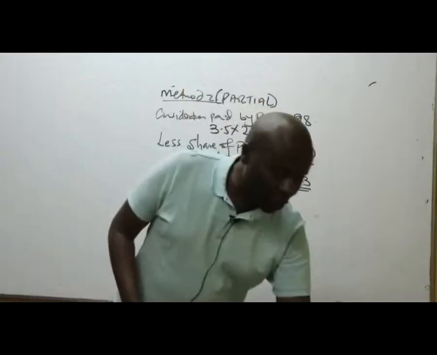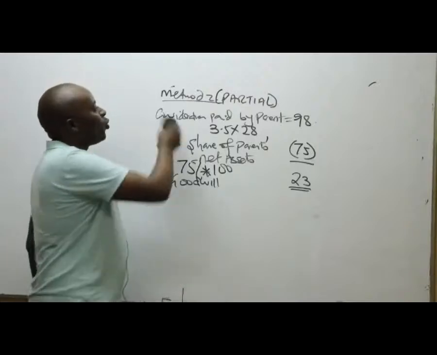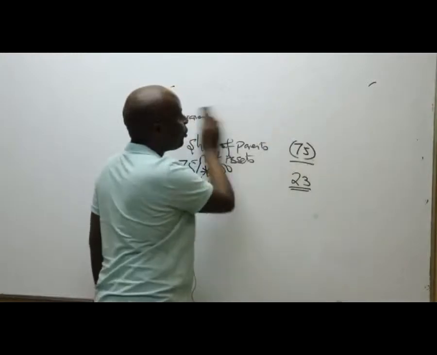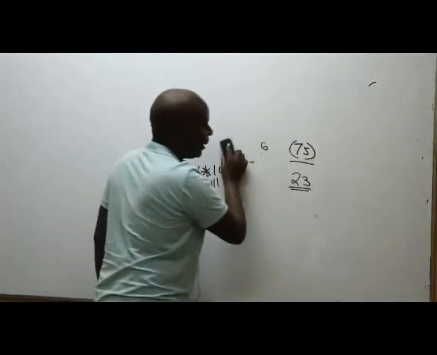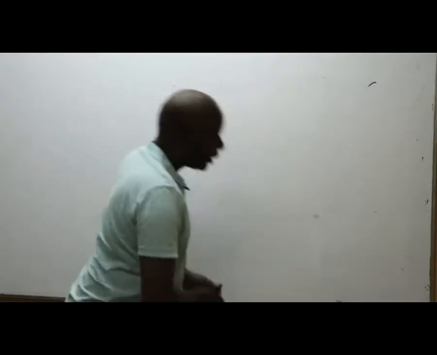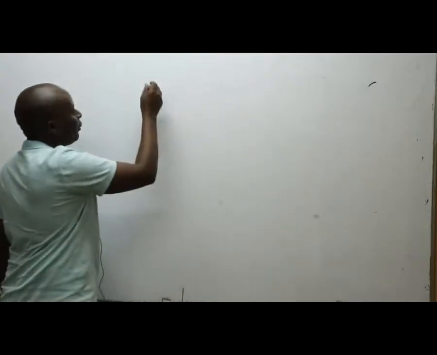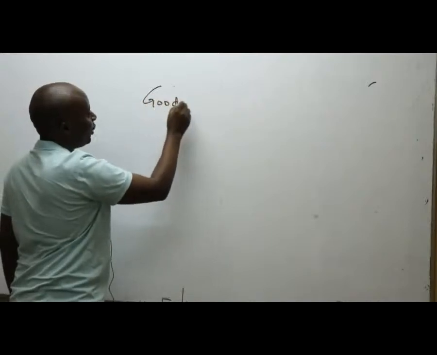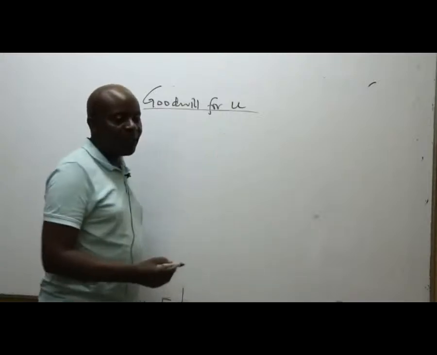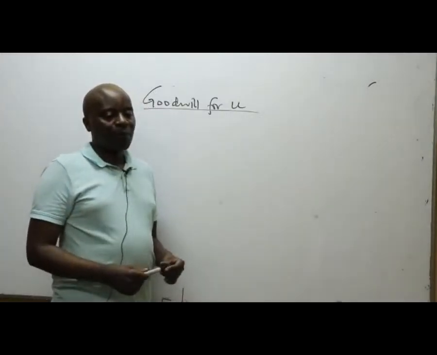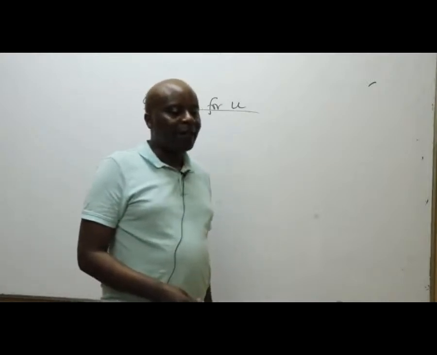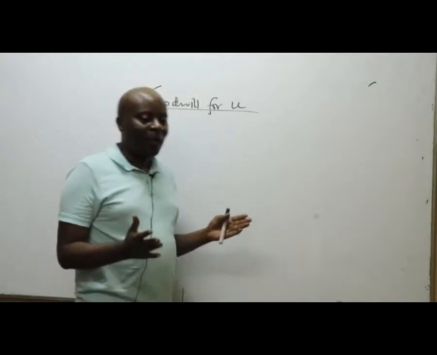Thank you very much. So please, let's go straight away to the other company. Let's compute goodwill of the other company. So in this case here, we are computing goodwill for company U. Where is company U based? It's a Ugandan firm.